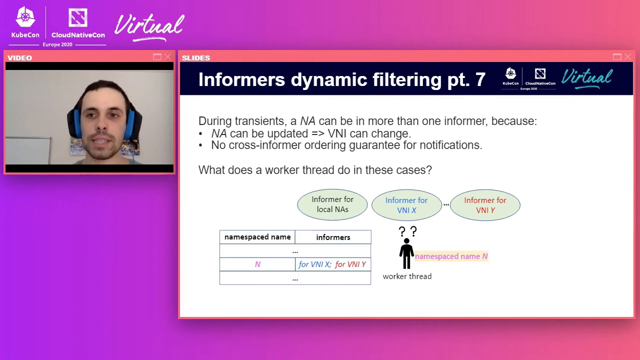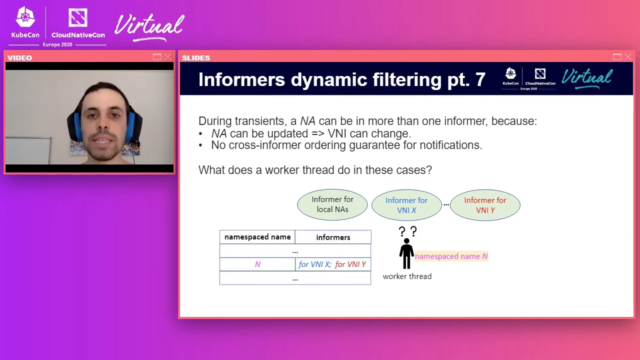But the problem is that these 3 notifications are delivered to 2 different informers, and there's no guarantee on the order with which notifications are delivered to two different informers. And so what might go wrong is that out of the 3 notifications, the last one to be received is not the creation notification for the new VNI of the network attachment, but is the deletion notification for the old VNI of the network attachment, X. And so if this happens, the 2 first notifications that are received are the 2 creation notifications at the informer for VNI X and at the informer for VNI Y.